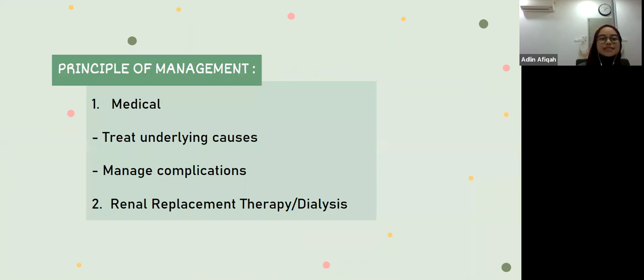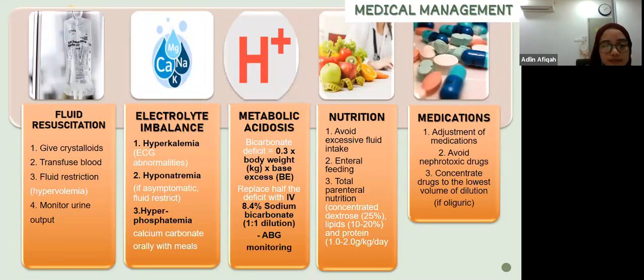So this is the principal management for AKI. First is medical management, which includes treating the underlying causes and managing the complications. And the second one is renal replacement therapy or dialysis. For medical management, if it is in an emergency setting, we have to do fluid resuscitation, in which we give crystalloids or transfuse blood, or if the patient is hypervolemic, we give fluid restriction, and not to forget to monitor the urine output.